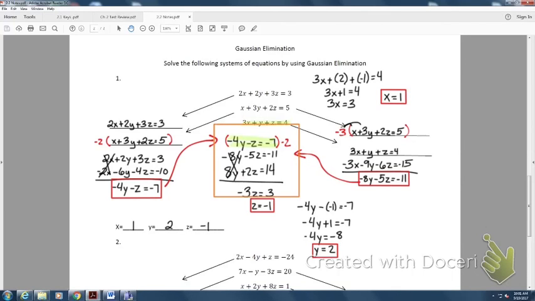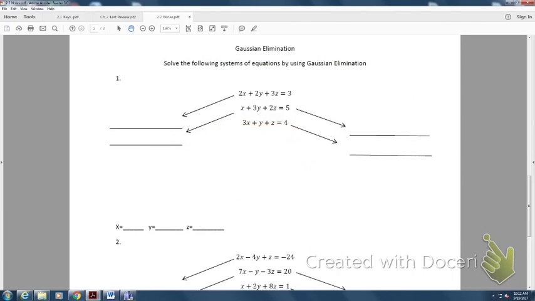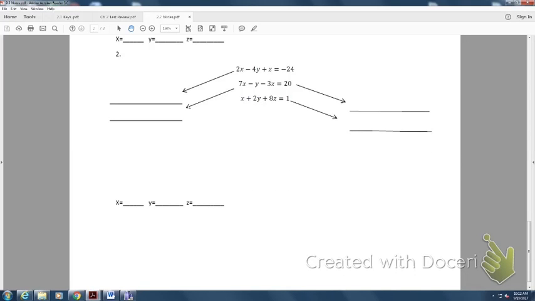Okay, so let's go down to number 2. First thing is I'm going to split those up into two subgroups.